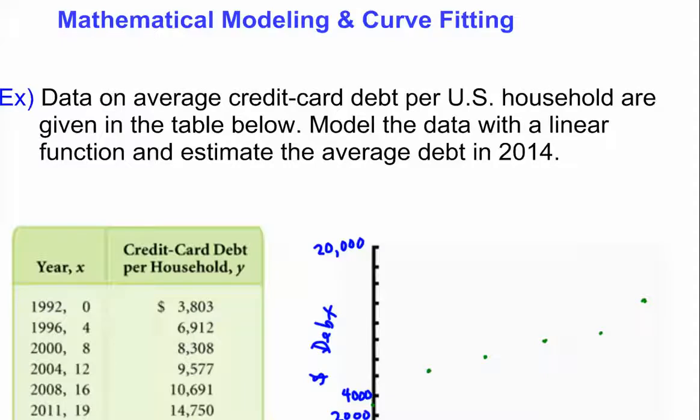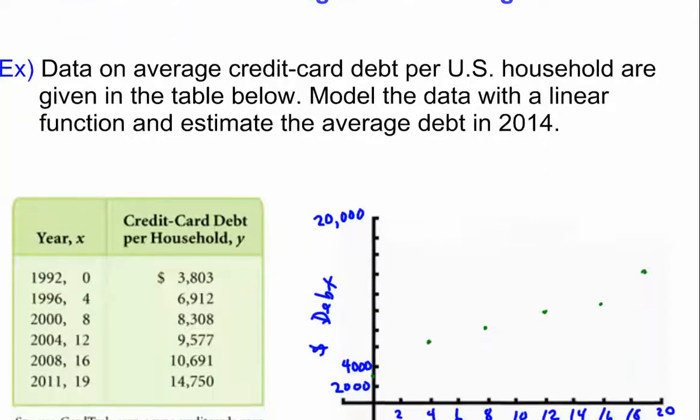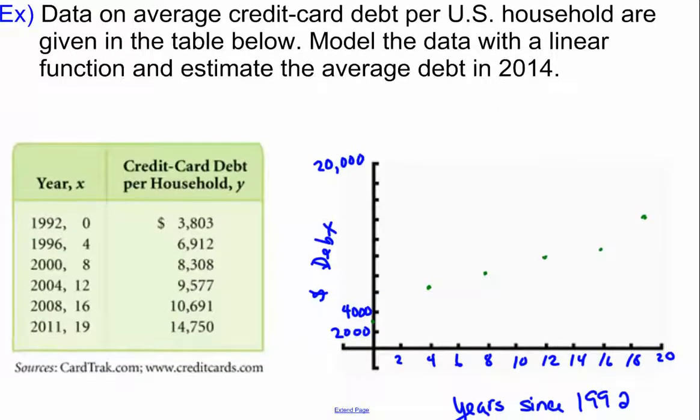Okay, mathematical modeling. This is what makes math so powerful. It's the ability to get real data, real world data, and fit it, find an equation that kind of models it, represents it, and then use that equation to make future predictions. Right, so data in this particular example is data on credit card debt in the US.